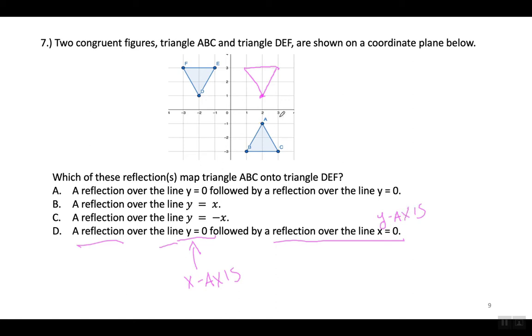But anyways, once you reflect it over the x-axis, it'll be here. And if you reflect it again over the y-axis, it'll be over here. And that's what we wanted, and that's our answer.